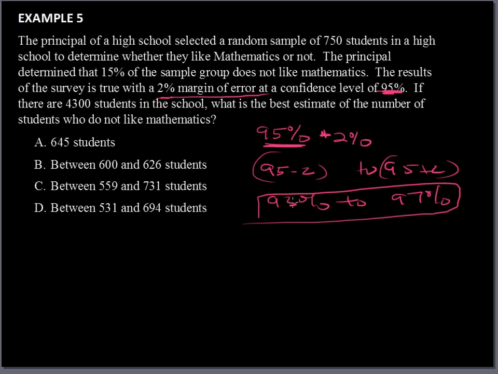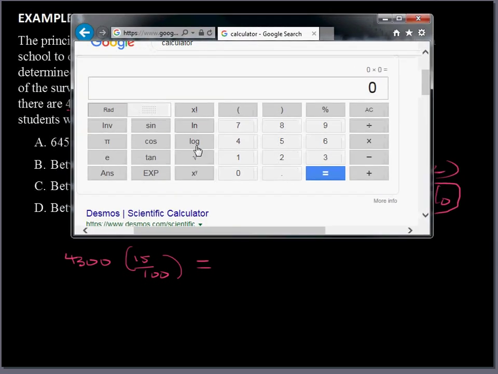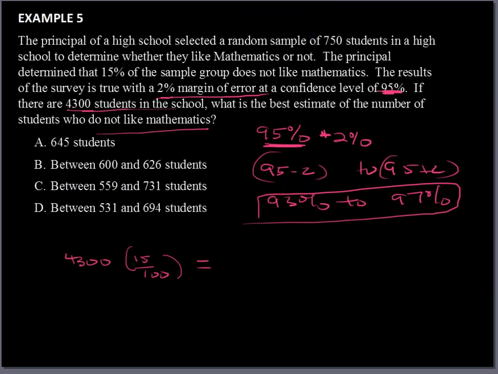So let's now come back and look at the question. If there are 4,300 students in the school, what is the best estimate of the number of students who do not like mathematics? So obviously 15% of the students do not like mathematics. So let's calculate 15% of our 4,300. 0.15 times 4,300 is 645. So 645 of the students do not like mathematics.